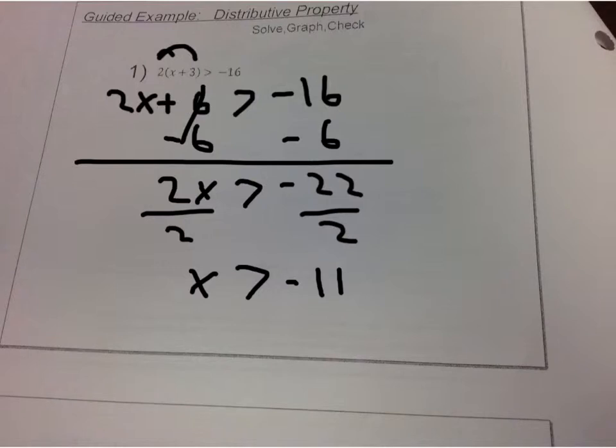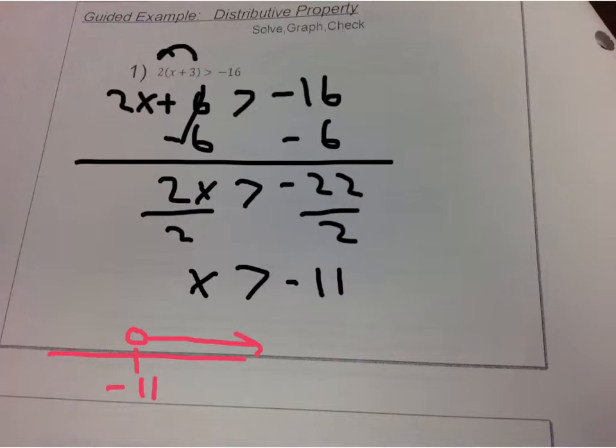Okay, so then to graph, do this down here, maybe I'll do that in red. Here's my graph. Negative 11 goes in the middle. And x has to be greater than negative 11, so open our circle up and go greater than, because our numbers get bigger going to the right. Alright, so that's that one.